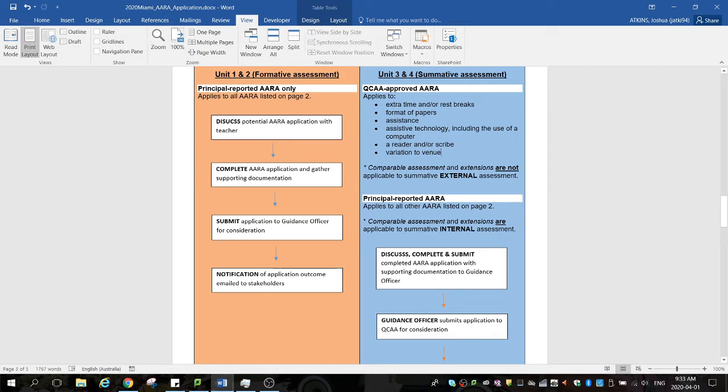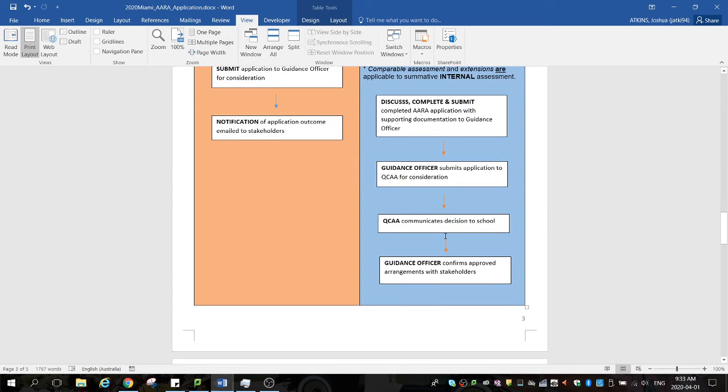However, in Unit 3, for any summative assessment, you can get comparable assessment and extensions, obviously if you meet the criteria. With QCAA approved AARA, we submit the application to QCAA in Brisbane, await a response, and then I notify students, teachers and heads of department.